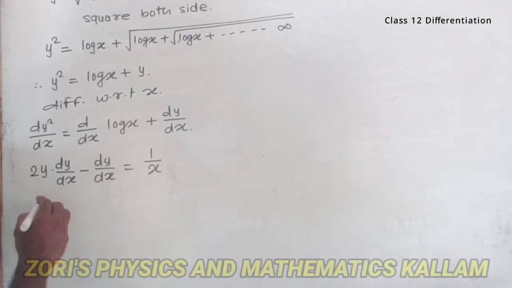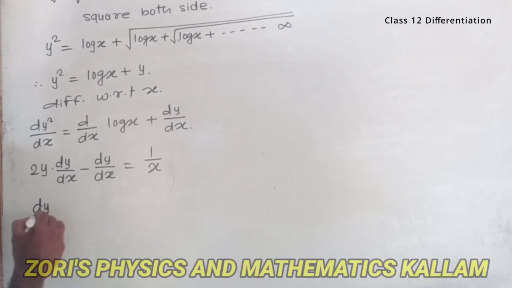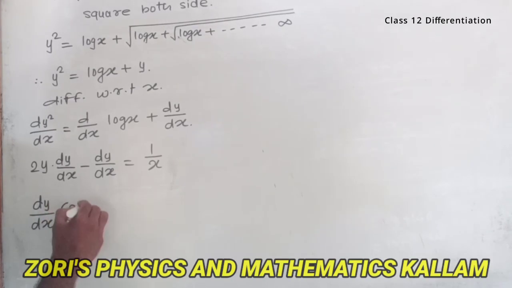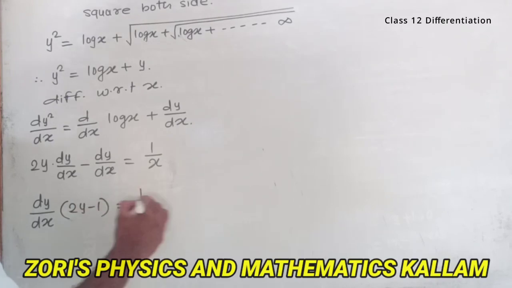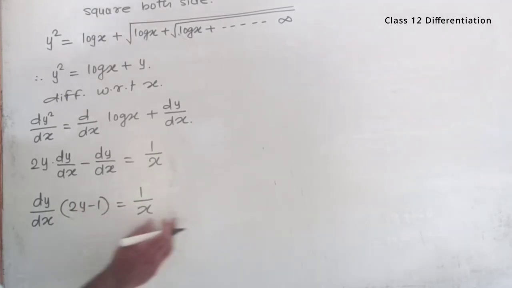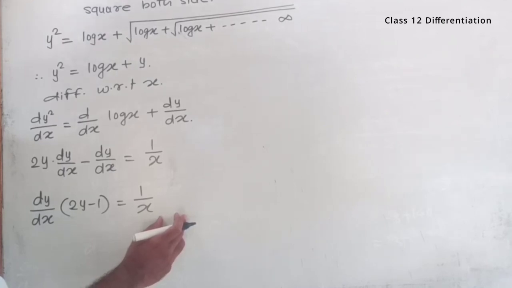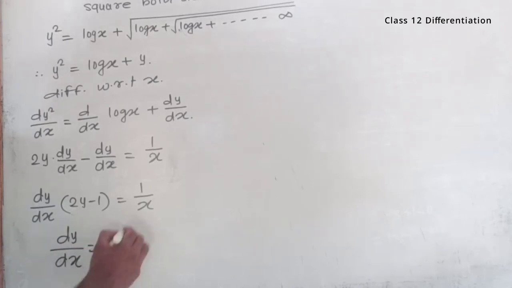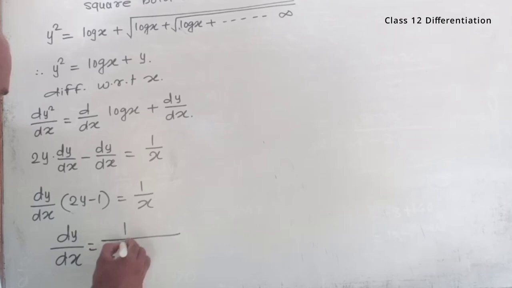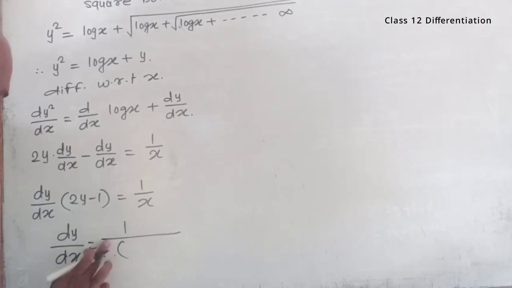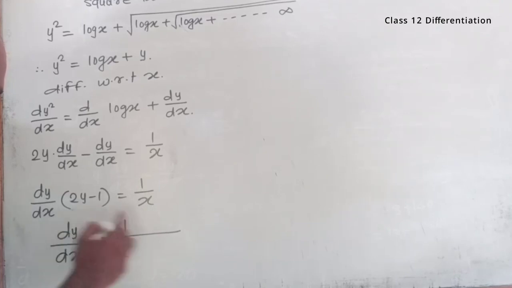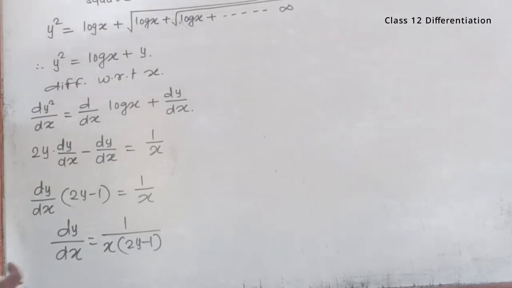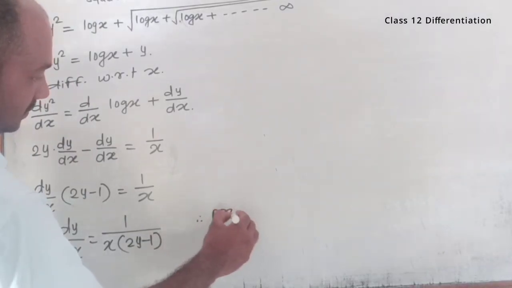Now take this part common here. So we have dy upon dx in bracket 2y minus 1 is equal to 1 upon x. Finally we take this part to the denominator by cross multiplication. So we have dy upon dx is equal to 1 upon x in bracket 2y minus 1, and that is the same thing we have to prove here. Therefore proved.